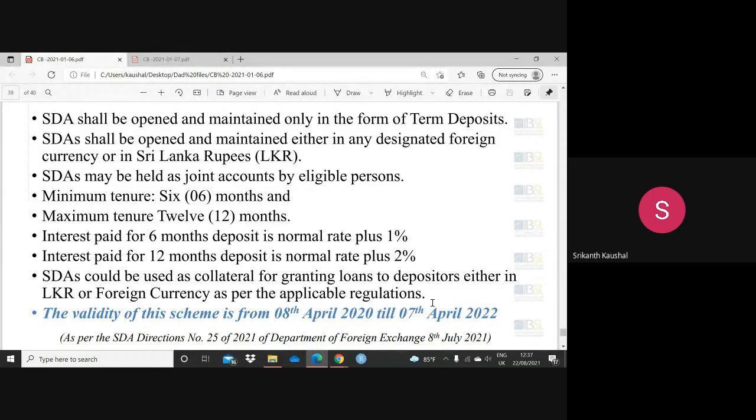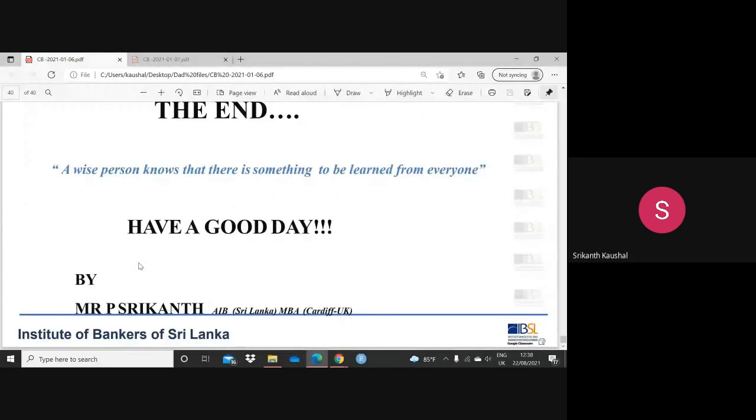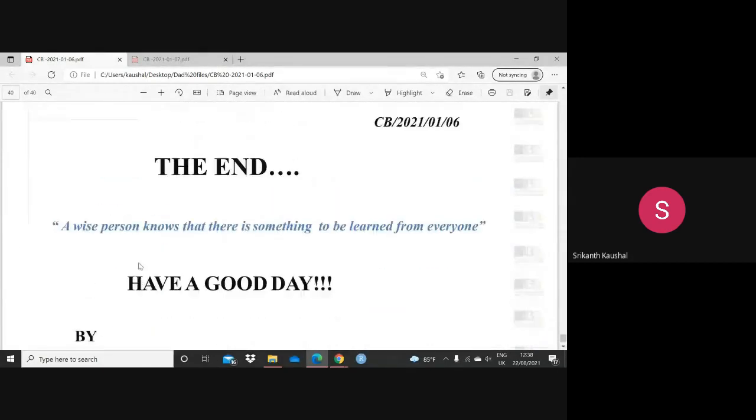So this is a good product. I would say you can introduce it to anybody in your families who is looking for an investment opportunity, especially in European countries. They can enjoy not just the normal interest but an additional 2% interest. So this is the best product at the moment to invest. I think we have come to the end of this presentation.